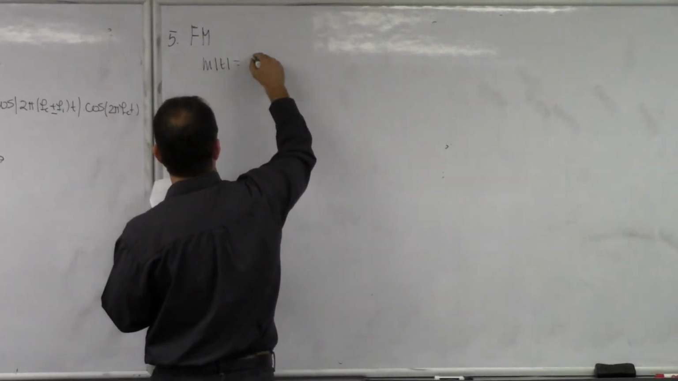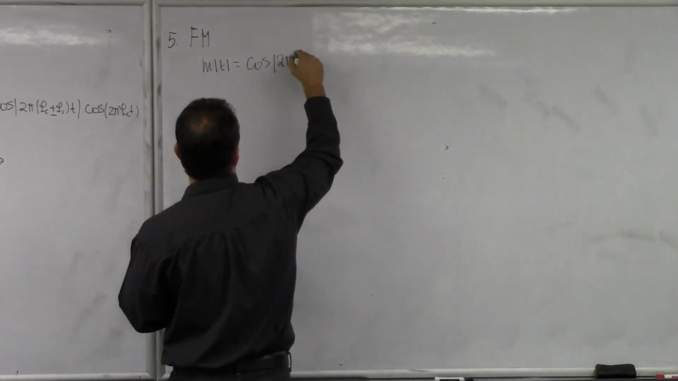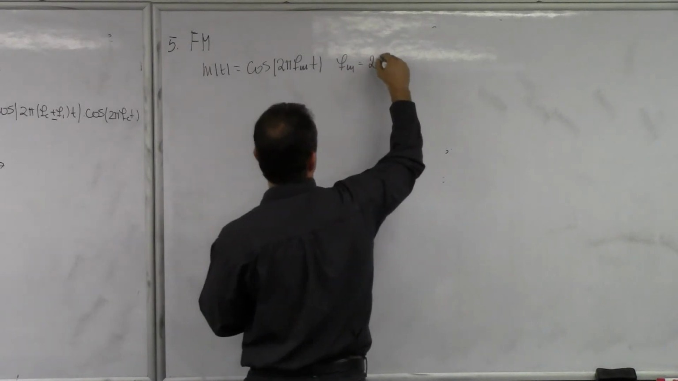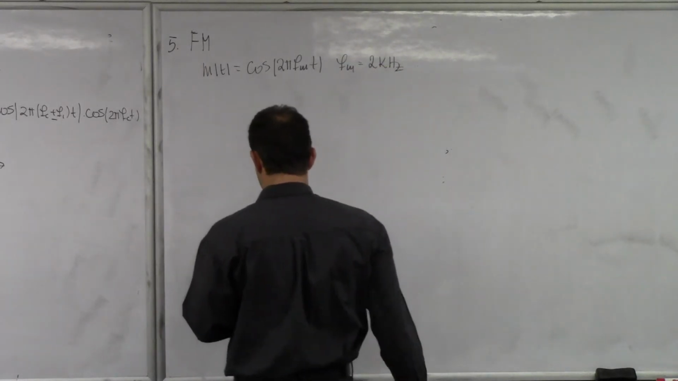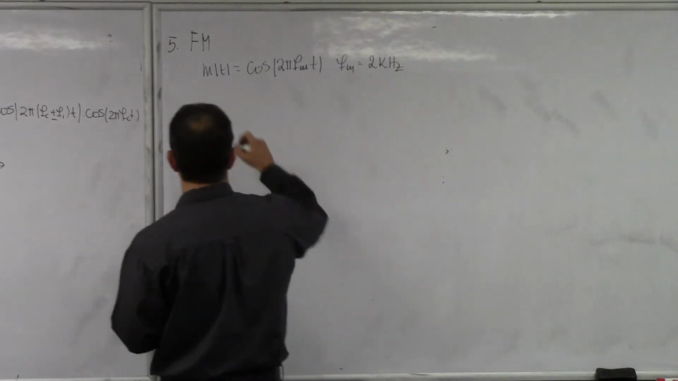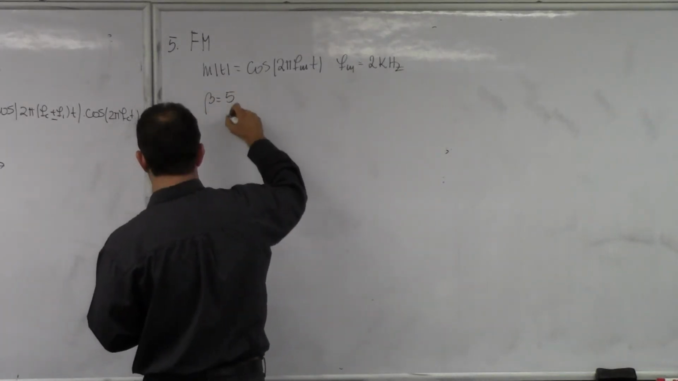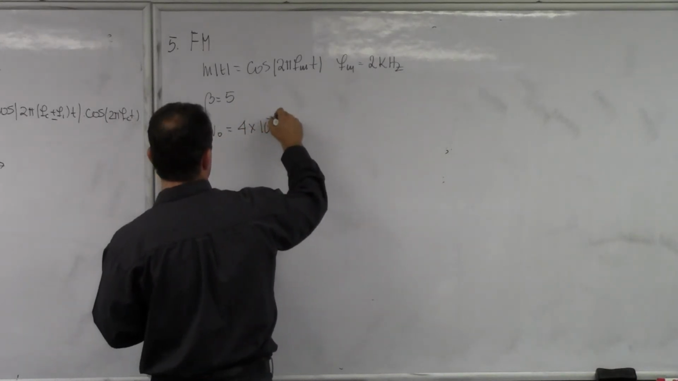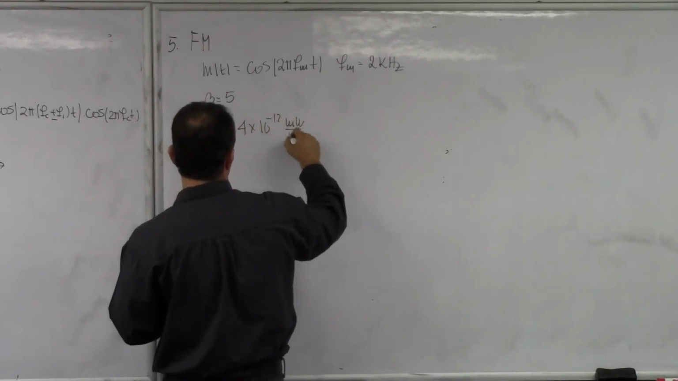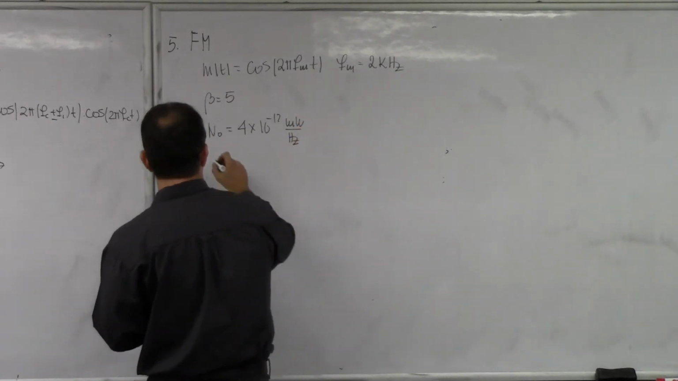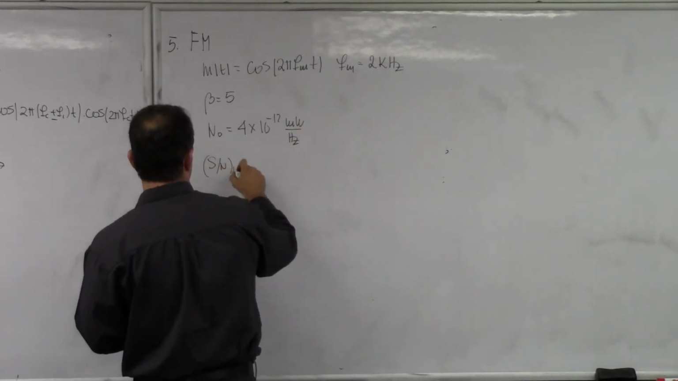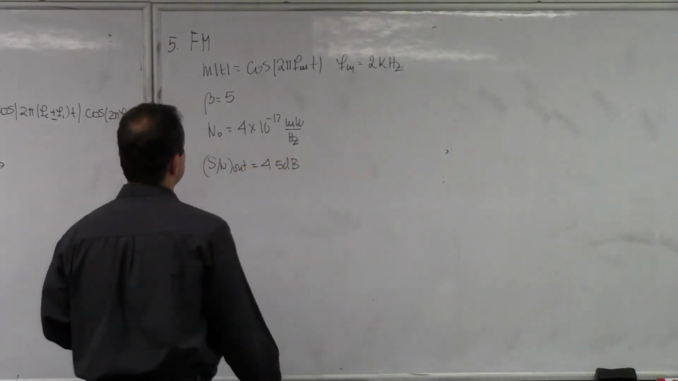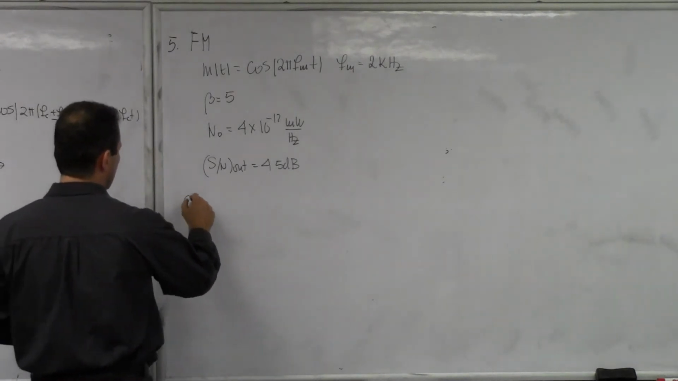m of t is cosine 2 pi fm t, where fm is equal to 2 kilohertz. That's our modulated signal. Beta is equal to 5, and N0 is equal to 4 times 10 to the minus 17 milliwatts per hertz, so it's slightly higher. And signal to noise ratio at the output is equal to 45 dB. Okay. So first question, determine the FM threshold.